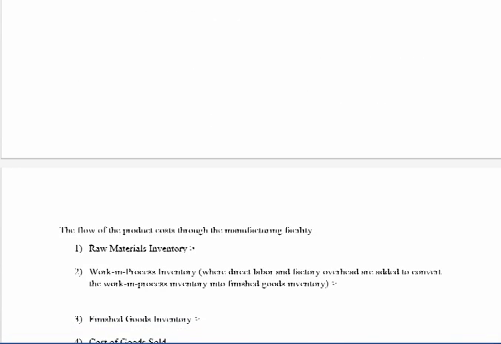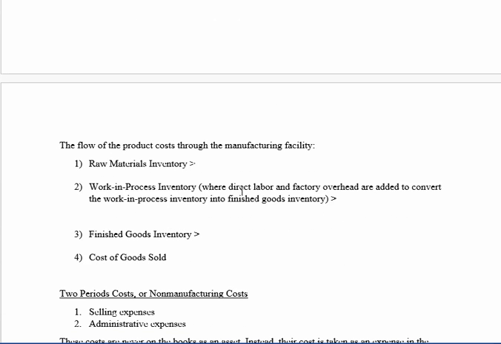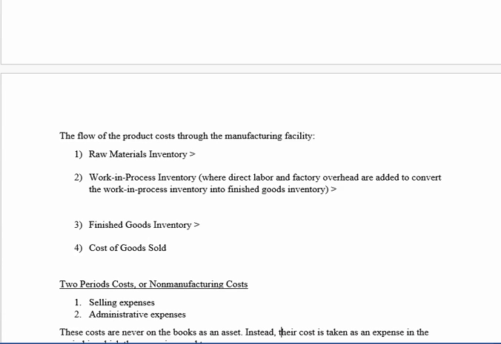Then you'd also get to see the raw materials inventory. At some point it would move into production when it becomes a part of work in process. And then once it's finished product ready to be sold, it's in finished goods inventory. Once a customer buys it, it becomes a part of cost of goods sold. So I'm going to try to post that video as well. I haven't posted it in the past, but I think I can convert it in.